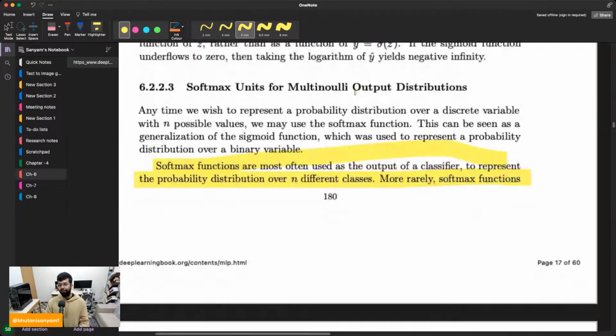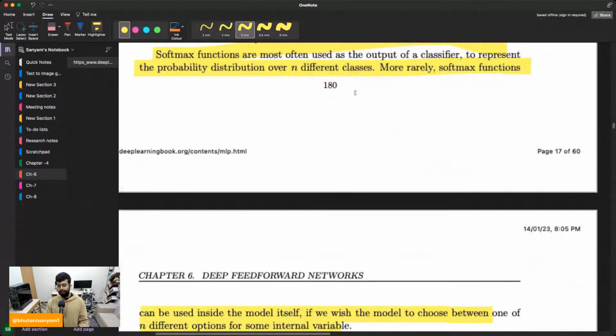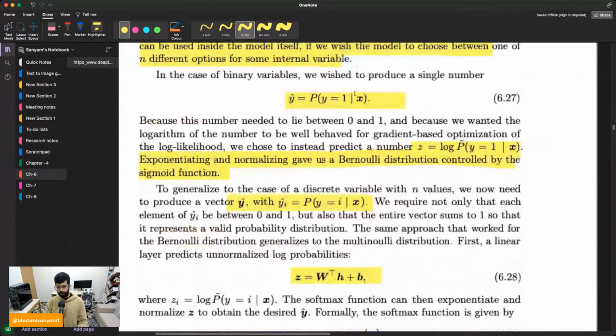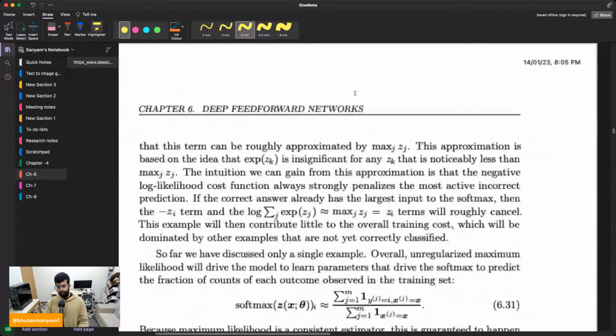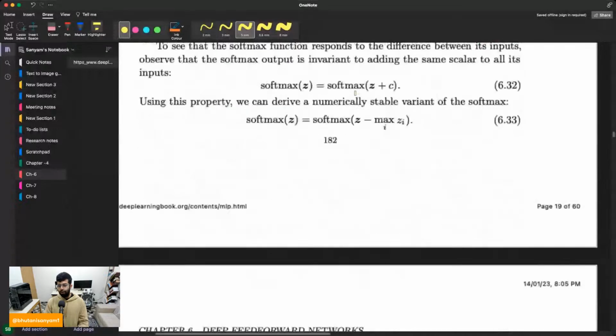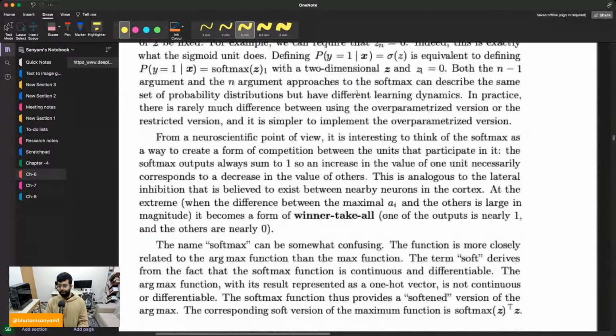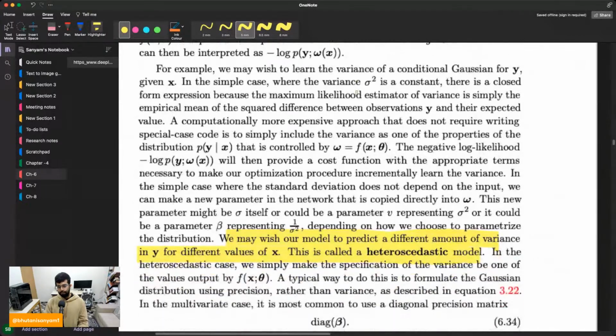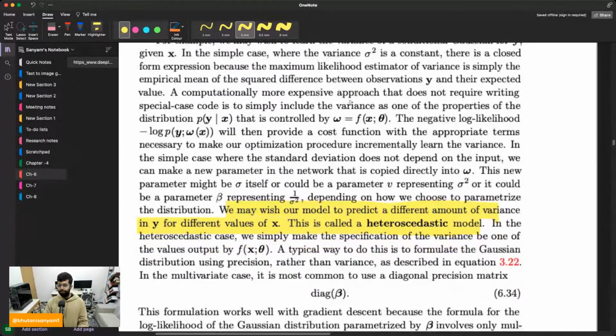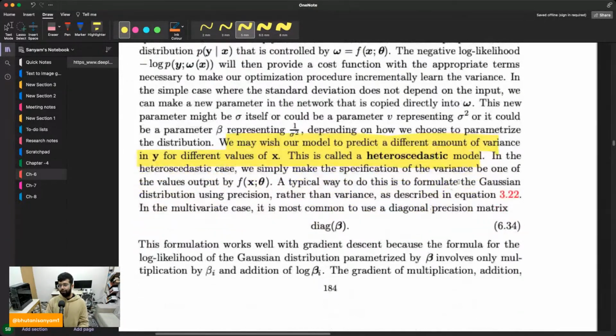So after this, they introduced softmax units for multinoulli, and then they define the same mathematically here. I'm skipping over this because I gave the general idea earlier. Then they point out the fact that not all of these are very accurate, so you have different variations of all of these activations. They say we may wish our model to predict a different amount of variance in y for different values of x. This is called heteroscedastic. I'm going to butcher this, but this is what it's called.